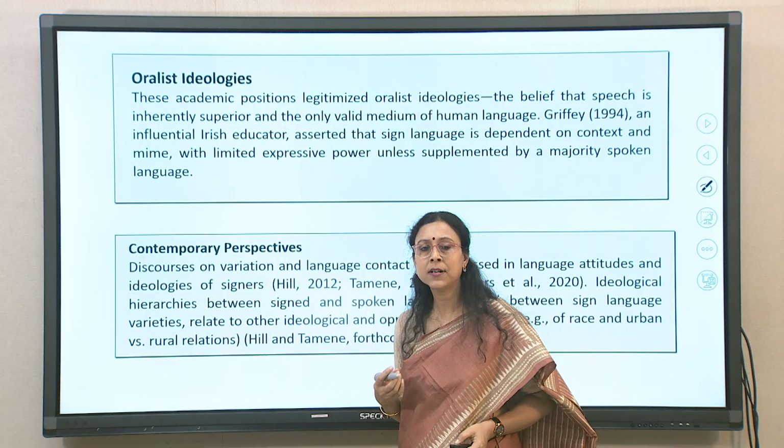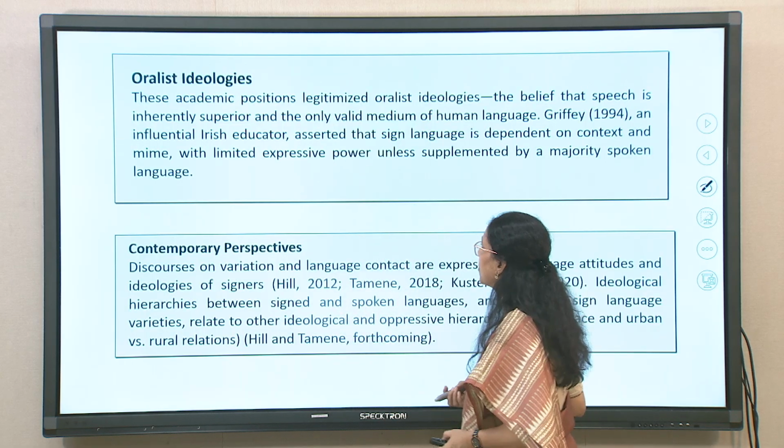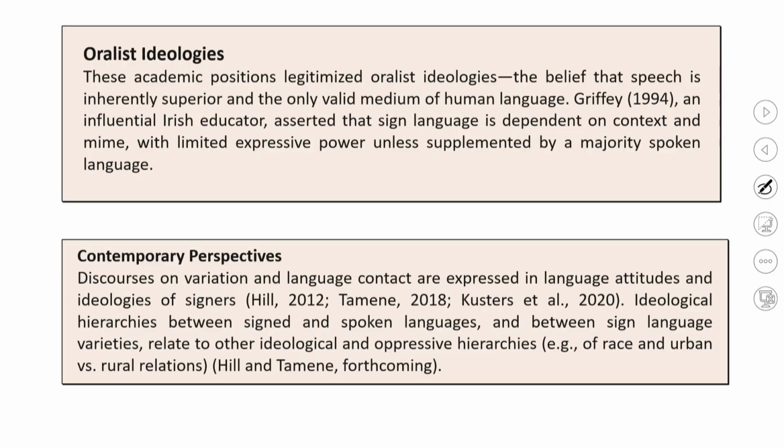So, there are different kinds of terms given. One of them is called oralist ideology. This is basically the academic position that legitimized the idea that speech is inherently superior and the only valid medium of human language. So, sign language is in some way inferior to the spoken variety. That is what the oralist ideology basically talks about: the superiority of the spoken variety and inferiority of the signed variety.